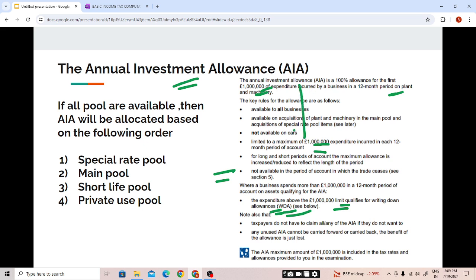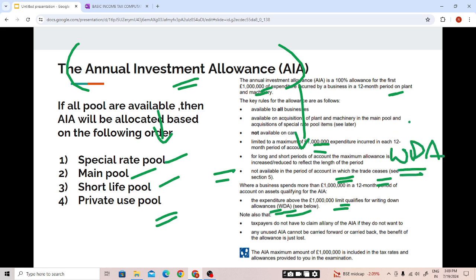Students, the AIA will not be available in the period of account in which we cease our trade, and the annual allowance will be available in the order of special rate pool first, main pool, then short life pool and private use pool. And the excess of the limit of 1 million will be treated as WDA. It will qualify for WDA, and we need to write the figure in the main pool. Why, students? Because after the addition less disposal, the value will result, and on this value we will be calculating the WDA.